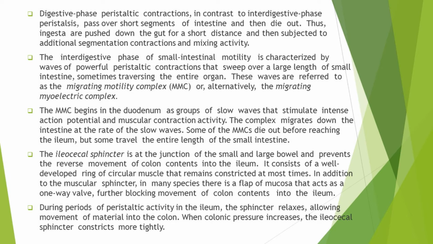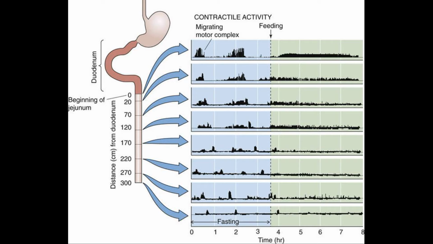Instead, powerful peristaltic contractions sweep over the entire length of the organ in the interdigestive phase. These waves that traverse the entire organ are called the migrating motility complex or migrating myoelectric complex. This migrating myoelectric complex begins in the duodenum as a group of slow waves, and this group of slow waves stimulates intense action potential and muscular contraction activity. As a result, strong waves of peristalsis migrate down the intestine.